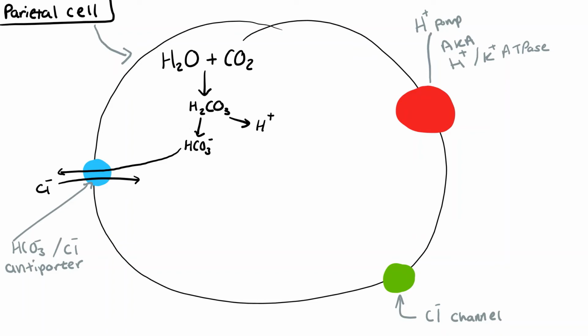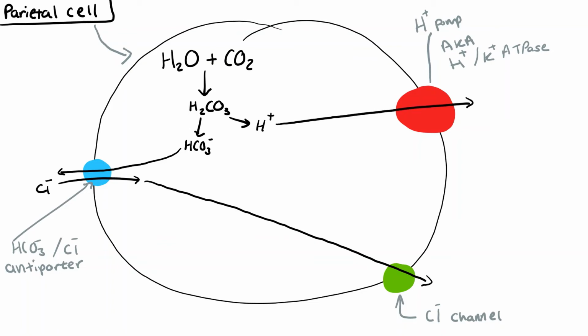Chloride ions are then transported out of the cell. They diffuse through chloride ion channels. The proton is actively transported out of the cell by a proton pump, or a proton potassium ATPase enzyme. Now, outside of the cell, the proton and the chloride ion combine to produce hydrochloric acid, which is stomach acid.